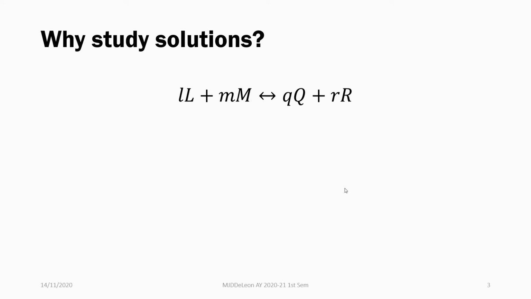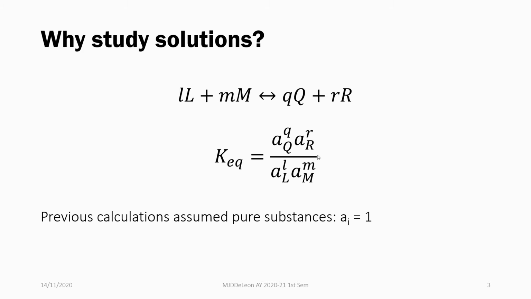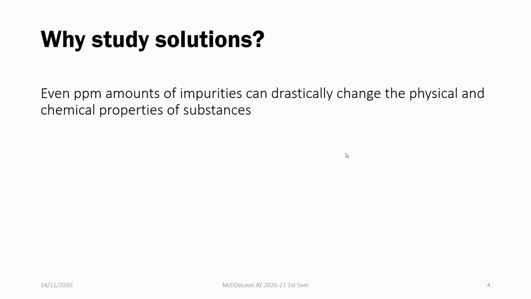So why do we study solutions? We study solutions because most of our materials or substances are actually impure. In our previous modules, free energy and equilibrium, we assume that we have pure substances every time, or something like that. But most substances usually are impure. And the impurities incorporated in our materials are actually enough, even if very small, even ppm amounts, can drastically change the physical and chemical properties of substances.